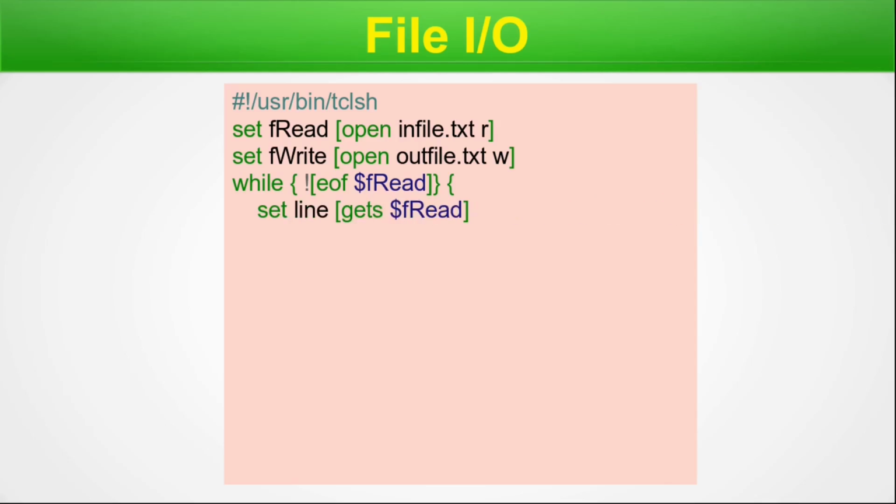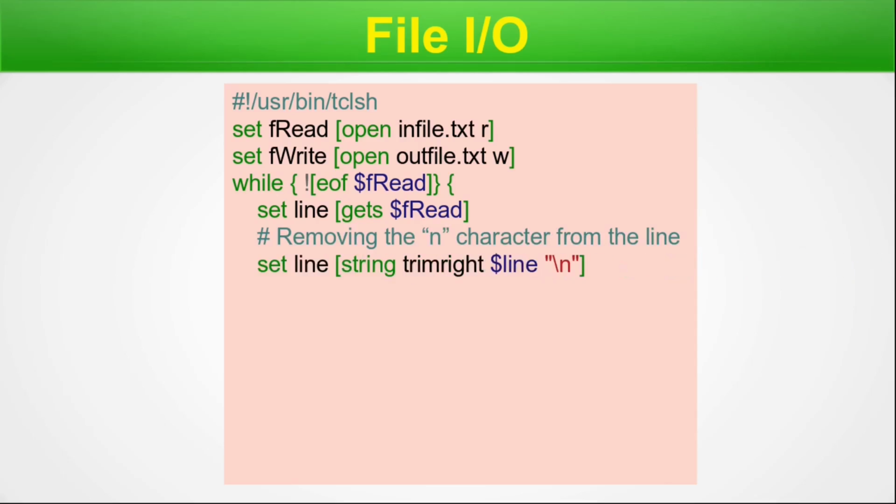So here let's set line. Each line will be captured in the line variable. To get each line we use gets $fread. Removing the newline character: set line, string trim $line with the newline. So if there is some newline, we are removing it. It's just for the purpose of the code I have given; it is not always necessary.